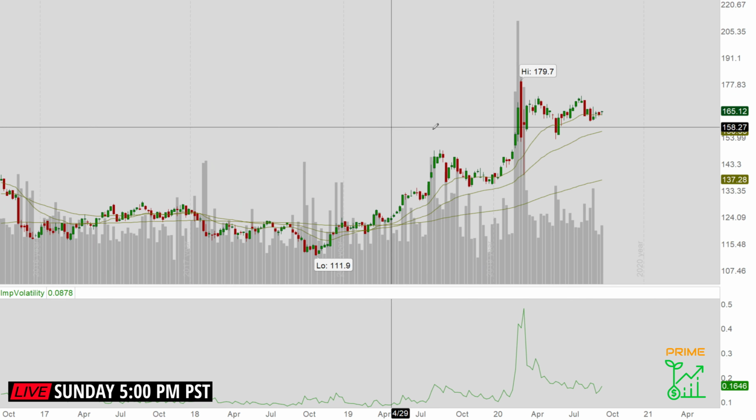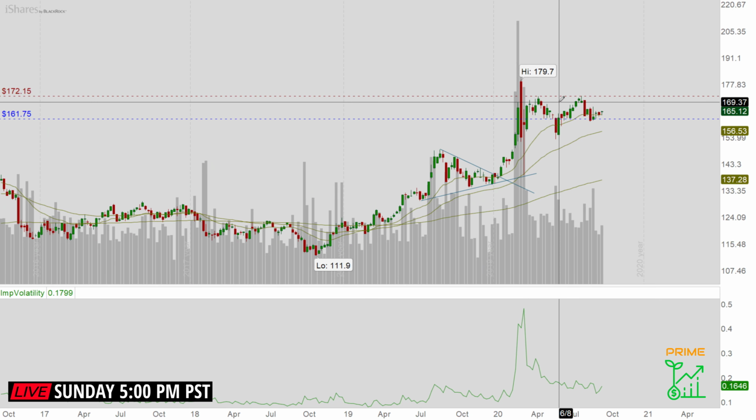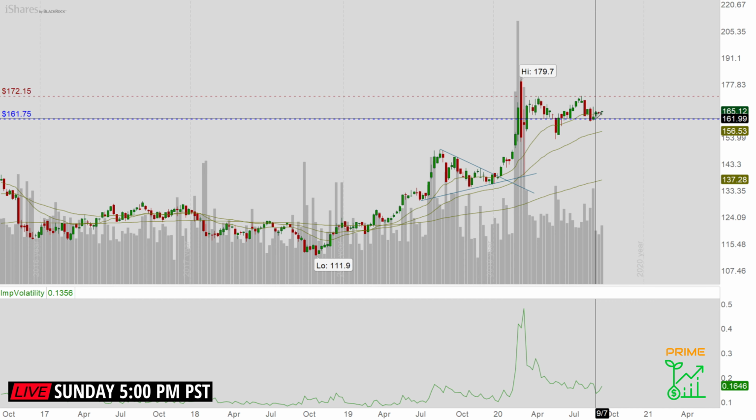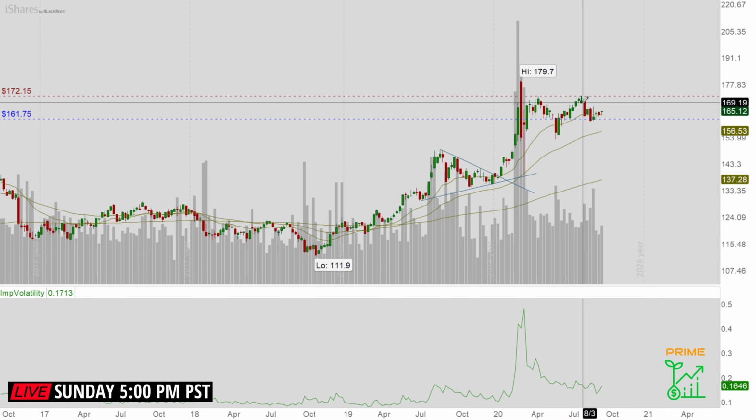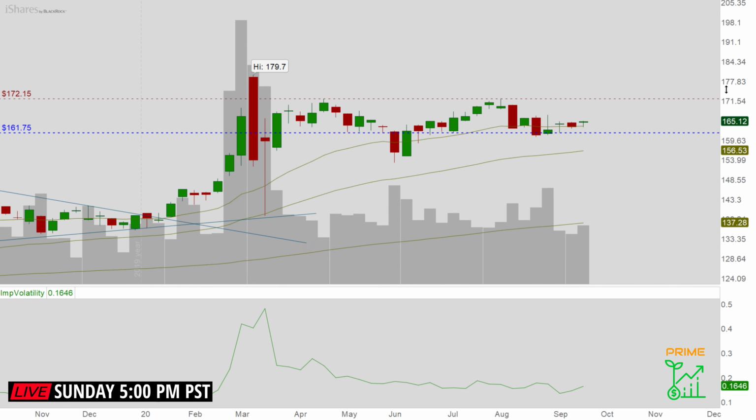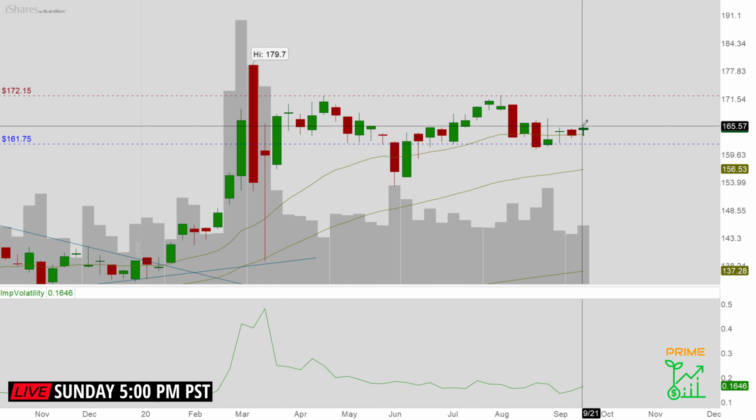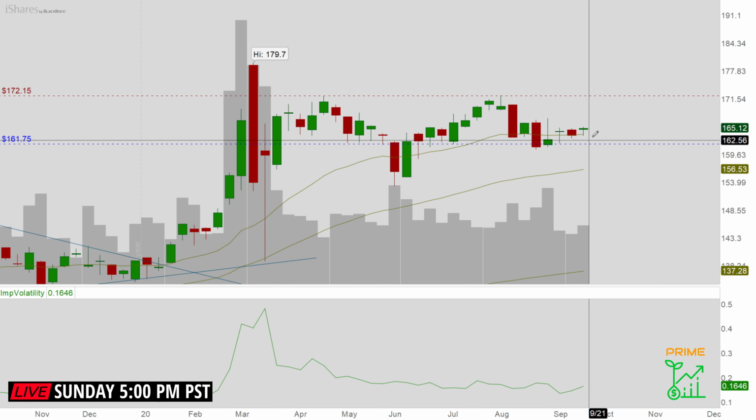Skew, we won't look at the skew index. TLT, this is the inverse of the treasury, or the 20-year treasury. And I've been pretty bullish on TLT. I don't know what's going to happen come up here. Maybe this pattern is more bearish now that I look at it, but maybe it's bullish.